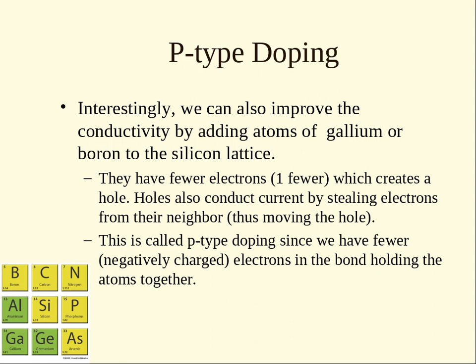So by having one fewer, they create a hole. Holes conduct current by stealing electrons from their neighbor, thus moving the hole. This is called P-type doping, since we have fewer negatively charged electrons.